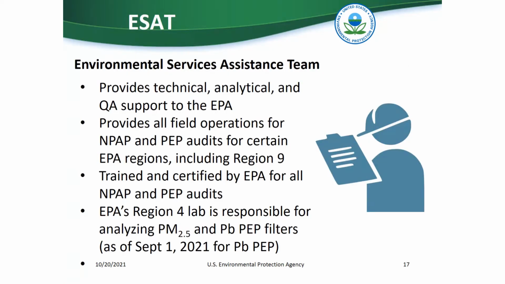The Environmental Services Assistance Team, or ESAT, is a contractor that EPA uses for the NPAP and PEP programs. ESAT provides NPAP and PEP field auditors, assures their audit equipment are certified, as well as laboratory analysis services. EPA's Region 4 lab is responsible for analyzing the PM 2.5 PEP filters. Previously, EPA's Region 9 analyzed lead PEP filters, but will now be handled by EPA's Region 4 lab.